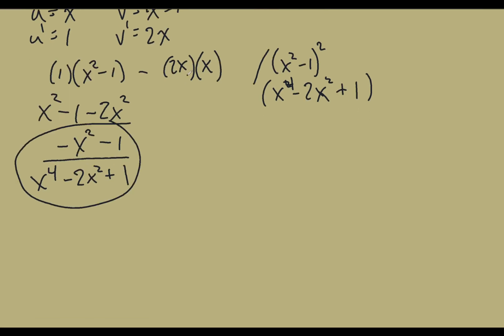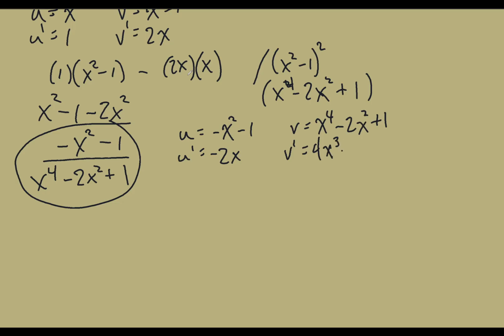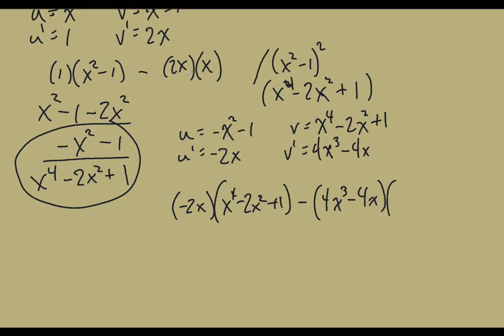So we have our first derivative. Now let's use the quotient rule again. Our u value is negative x squared minus 1. U prime is going to be negative 2x. Our v is x to the fourth minus 2x squared plus 1. V prime, simple polynomial power rule again, 4x cubed minus 4x. And that's it on that one. So let's apply the rule. U prime v minus v prime u. I'm not really thinking. I'm just putting the rules in, right?